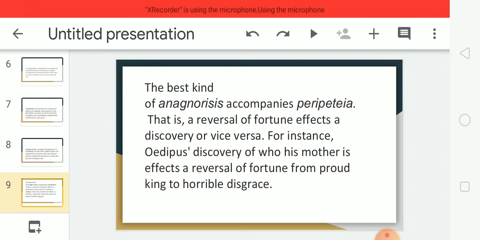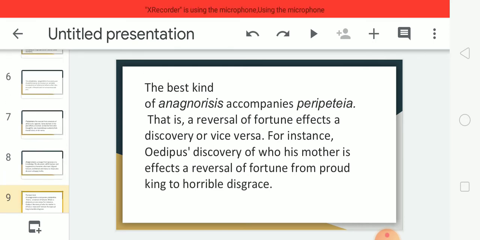So when he comes to know who his mother is, that his wife is his mother, what happens to him? His reversal of fortune: till now he was a proud king who had won so many states, who had been victorious in so many places, so many lands, and is now a person who has a horrifying disgrace. His name is disgraced in a very horrified condition, that he has married her.